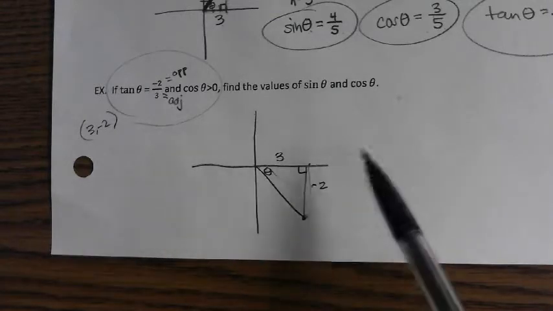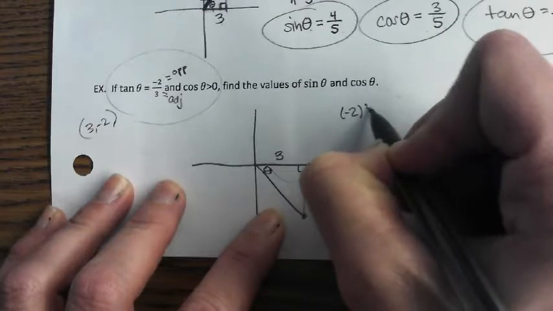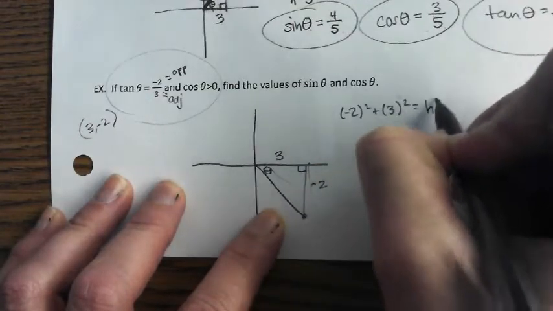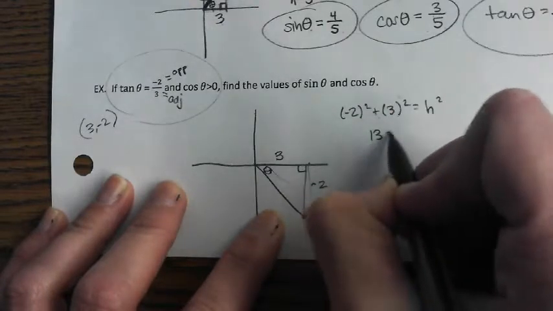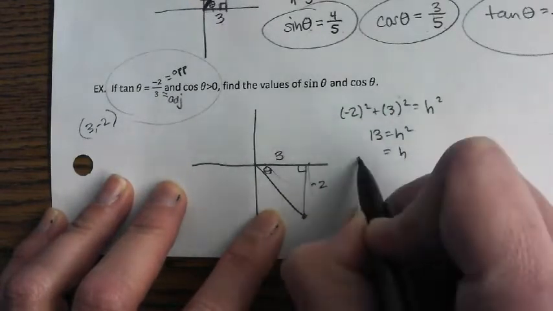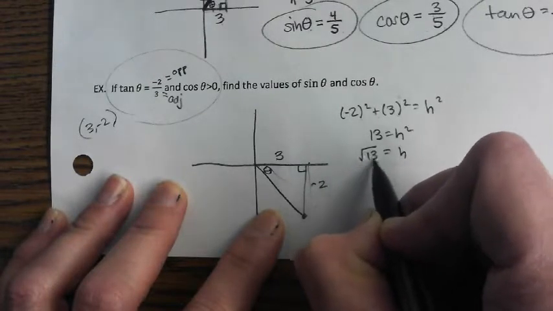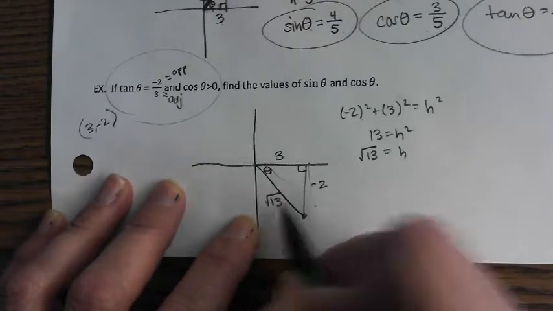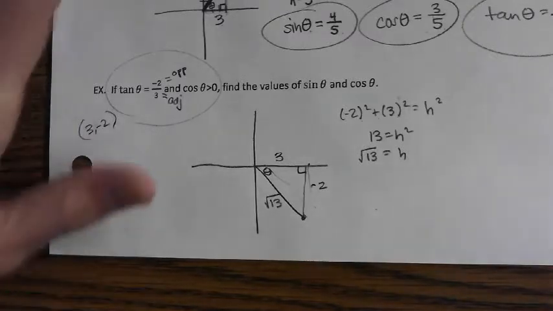Find the values now of sine and cosine. So I have to find my hypotenuse. What's -2 squared plus 3 squared equals h squared? That's 4 plus 9 is what? 13 equals h squared. So what is h? Not as a decimal, as a radical. Radical 13, always positive. You don't need the plus or minus there because you're solving for the hypotenuse. Sometimes we will need the plus or minus, and we'll have to decide which it is based on what quadrant we're in. So now, pretty straightforward.